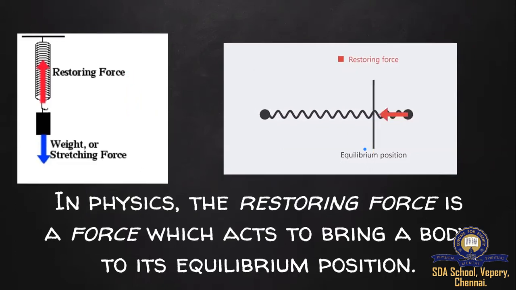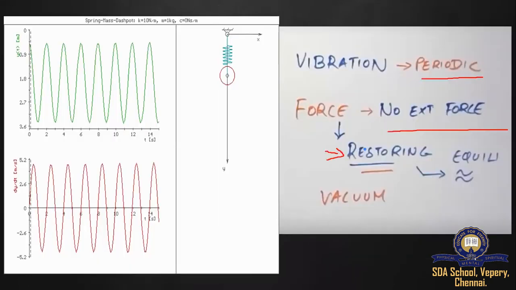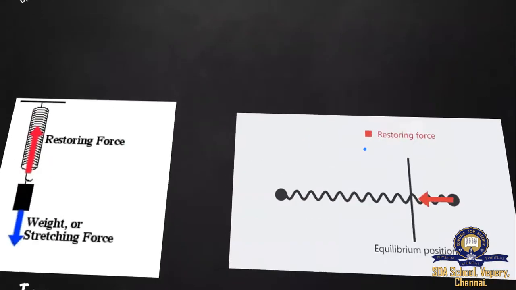So this is the first type of vibration, that is free or natural vibration. Here the vibration is periodic with a constant amplitude in the absence of external force. Just keep this in mind. We'll move on to the next type of vibration.